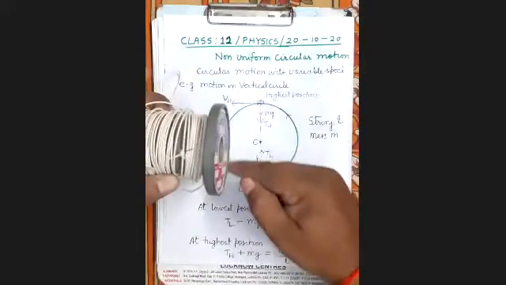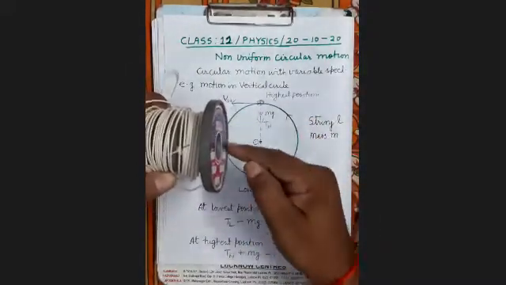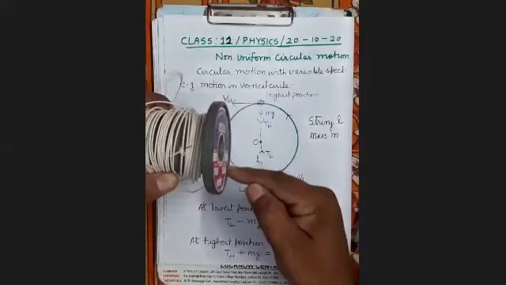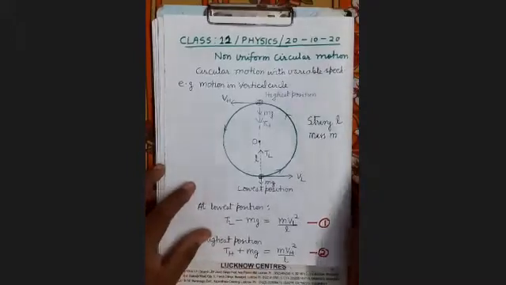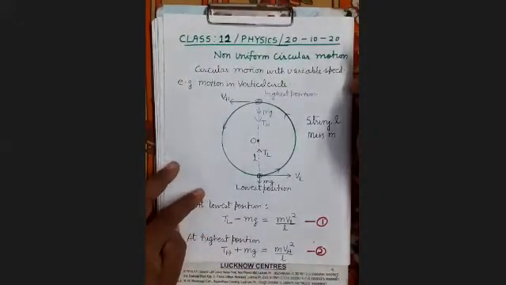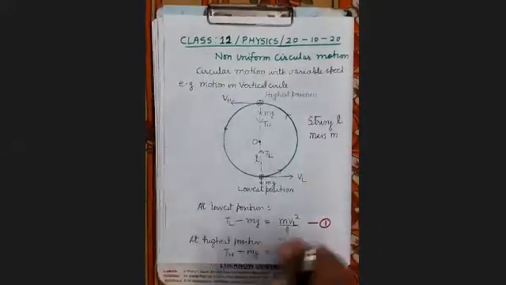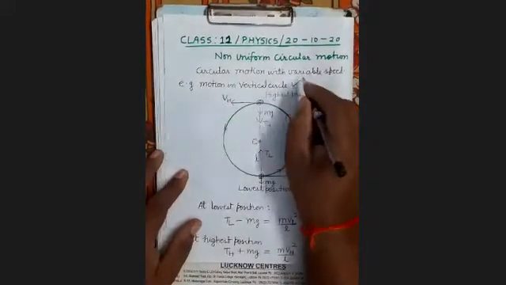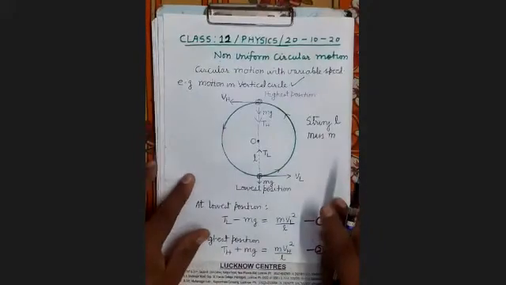Now its motion is under gravity. You can see here, its motion will become under gravity. And when motion becomes under gravity, what will happen? Its speed will change. So motion in a vertical circle is an example of non-uniform circular motion.